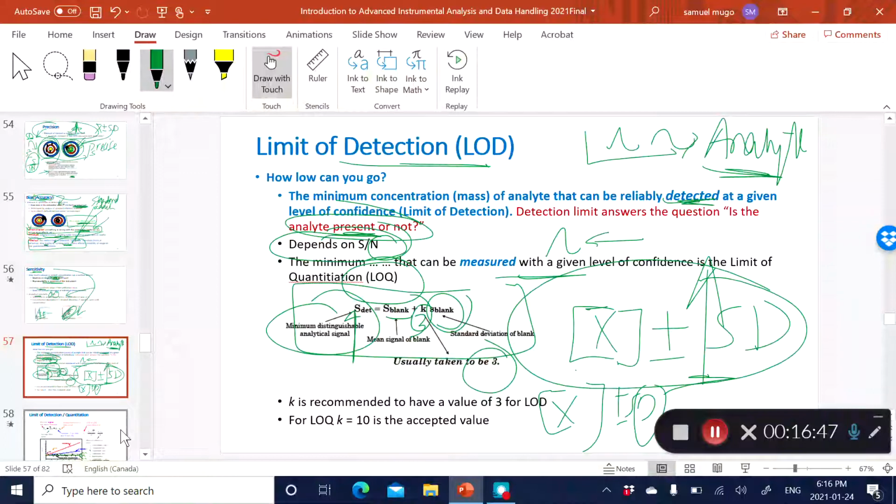The limit of quantification, on the other hand, is calculated exactly the same way. The only difference is instead of 3, you substitute it with 10 for the k, and that would be the limit of quantification. Remember, in signal units, you can see signal, signal, signal. So the unit would be signal units.